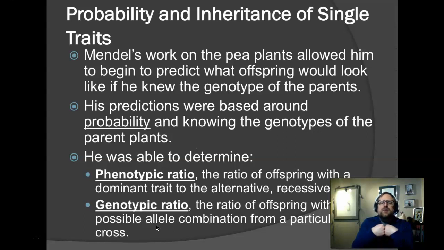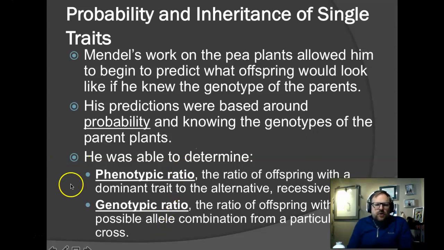He couldn't tell you exactly that if we took one gamete from each of these individuals and fertilized it, what the organism would turn out like. But he would be able to tell you that if you had many offspring from these two parents, he could give you a good idea of the probability of having this kind of individual, this kind of individual, this kind of individual. So he could predict some probabilities. His predictions were based around these probabilities and knowing the genotypes of the parent plants.